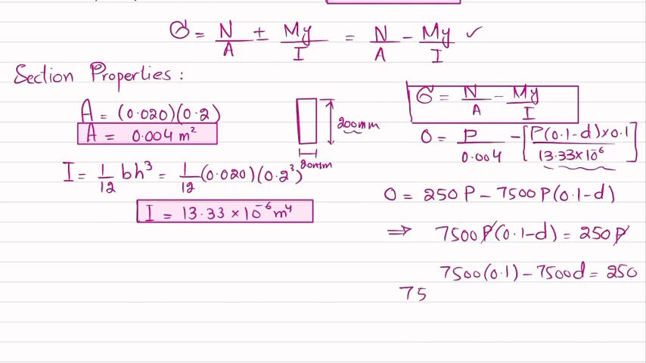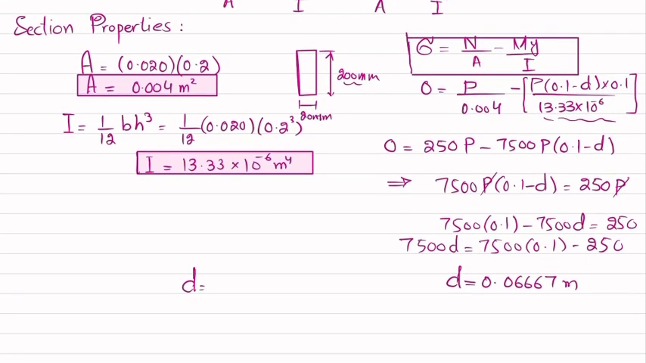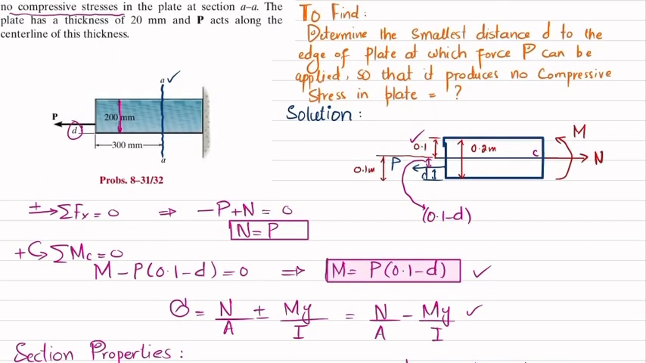So 7500 D is equal to 7500 times 0.1 minus 250, and when you calculate it at the last, you will get D equal to 0.06667 meter, or in millimeter D will be equal to 66.7 millimeter. So this is the required distance D from this base where P load will be applied, and it will produce no compressive stress condition.